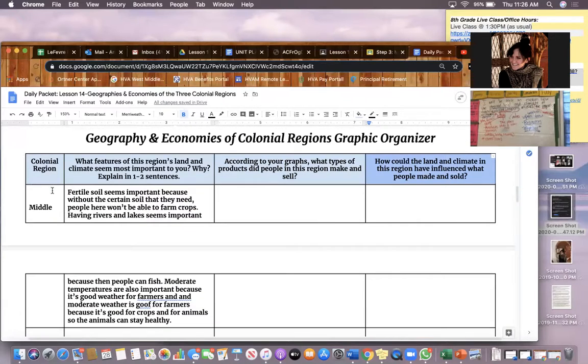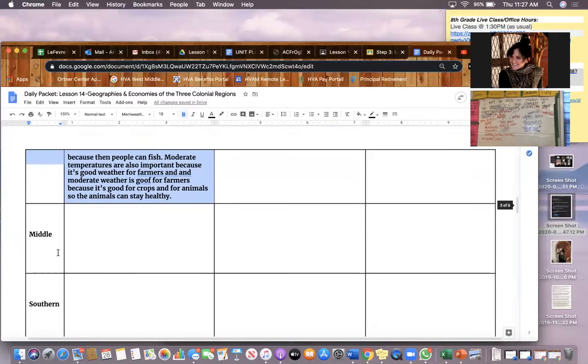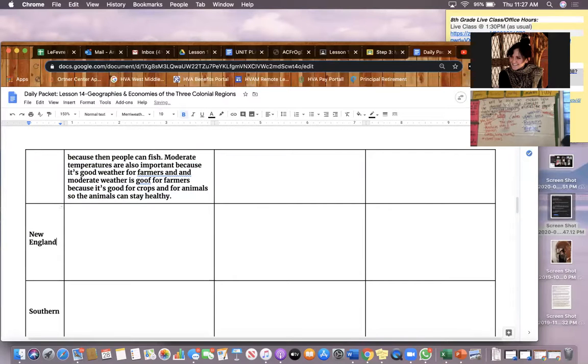So today you need to pick one colonial region to study. So this person, this is from a breakout room earlier, but let's say that this person picks the Middle Colonies. If you pick the Middle Colonies, you are filling in this entire row for the Middle Colonies, and that is it for today. Tomorrow you will be placed in a group, in a breakout room, with someone from the Southern Colonies and the New England Colonies.